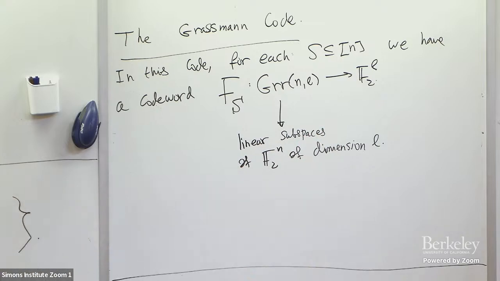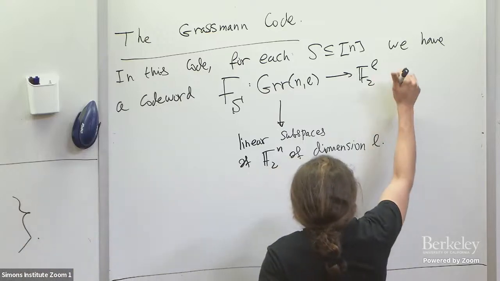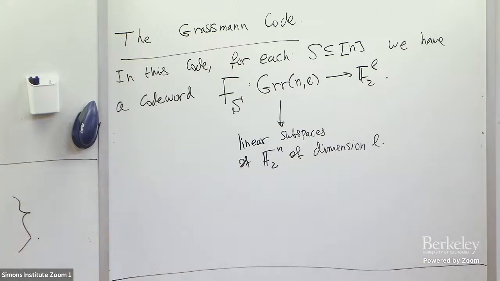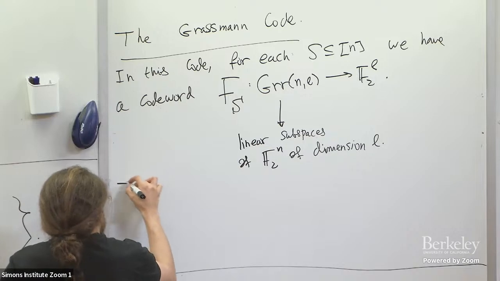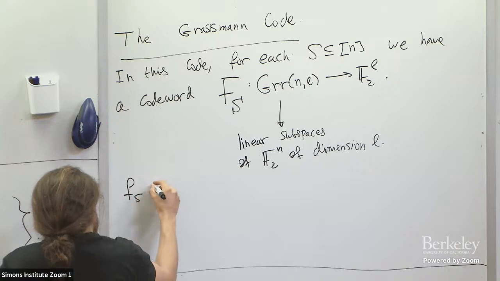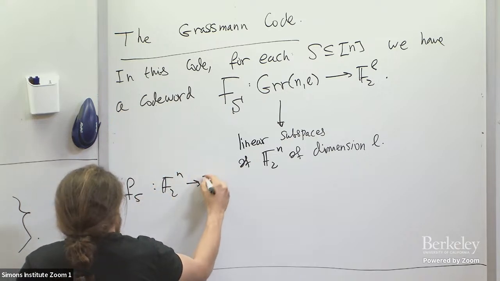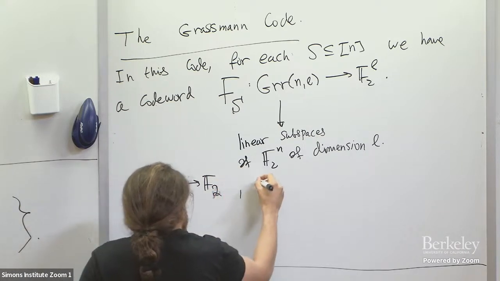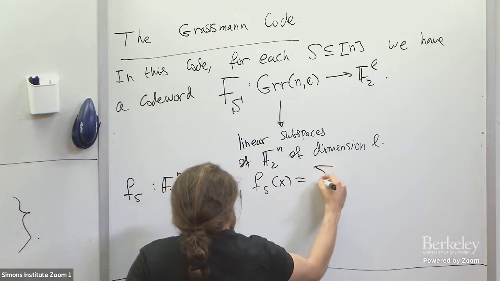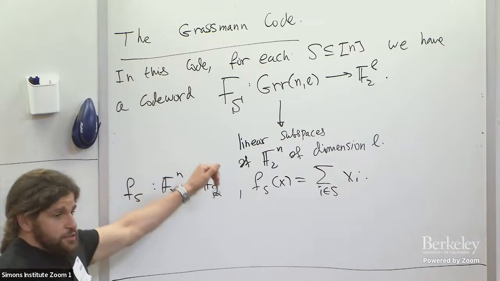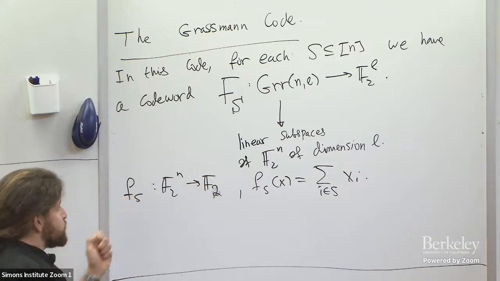So how does this encoding go? Well, it goes in the most natural way. First of all, we look at S. We look at the corresponding Hadamard code word, first have little f of S, the linear function corresponding to S. And then this capital F of S is just going to be the restriction of f of S to a subspace.